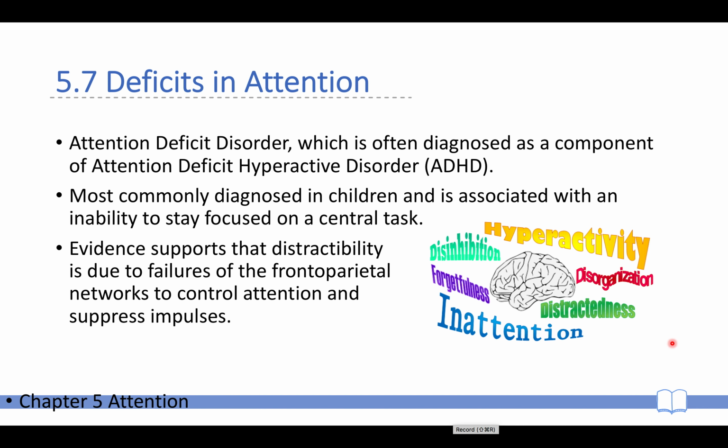Evidence supports that this ability to be distracted is likely due to the frontoparietal network that we were just discussing in the previous experiment. A breakdown or deficit in this frontoparietal network leads to a lack of ability to maintain processing resources on the central task and not allocate them towards other tasks that need to be suppressed.